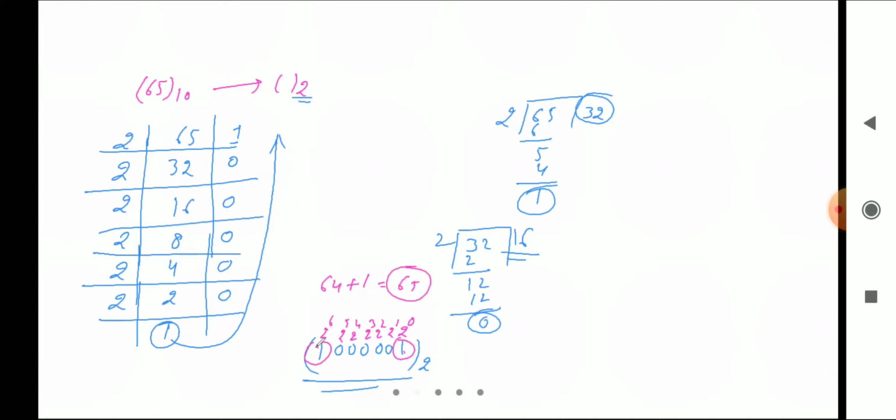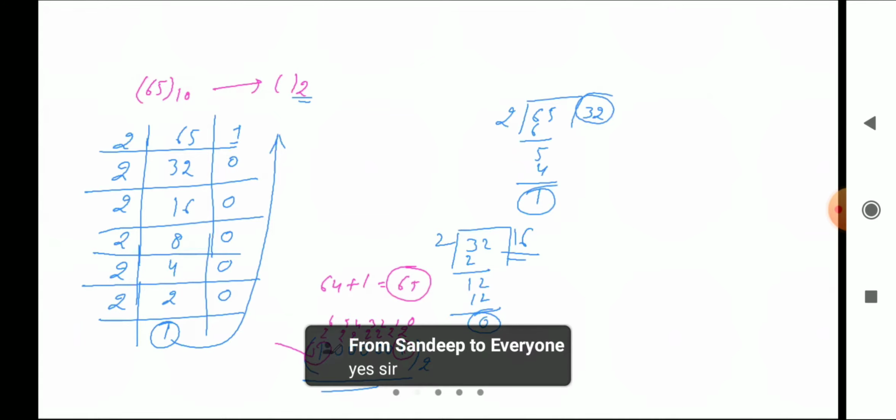So this is the correct binary. Finally, this is the way to solve the problem of decimal to binary number. How do we convert from decimal to binary? This is the method. So is it clear to all? Yes, is it clear to all? Okay.